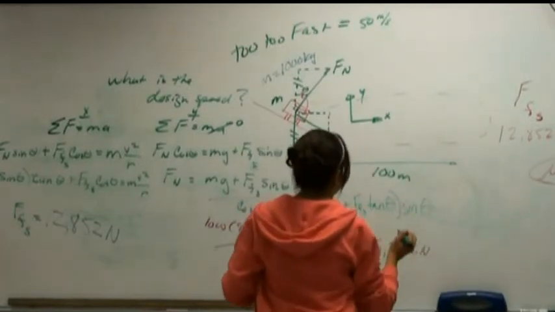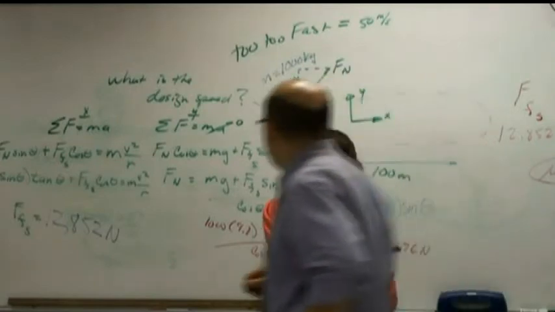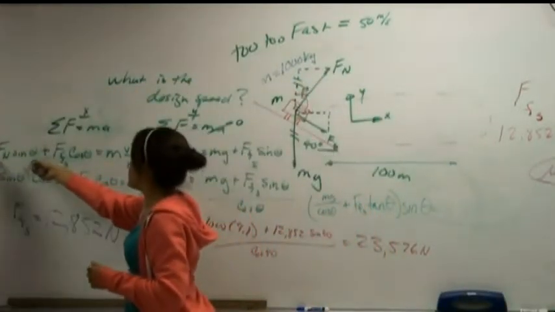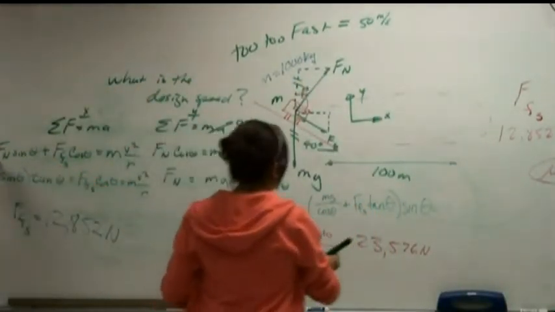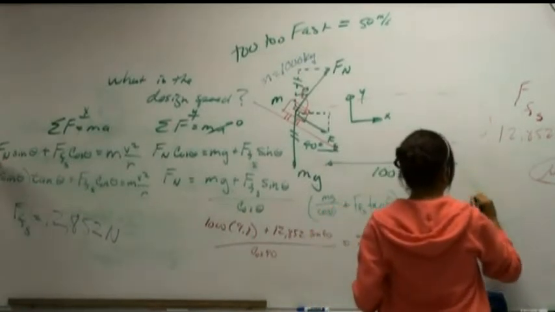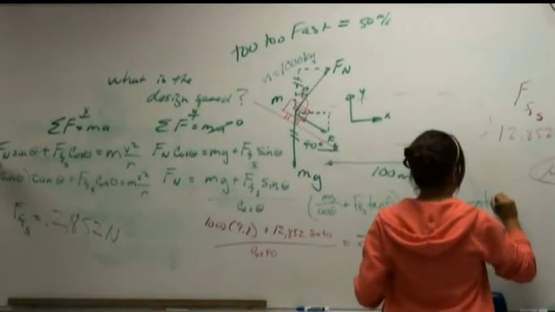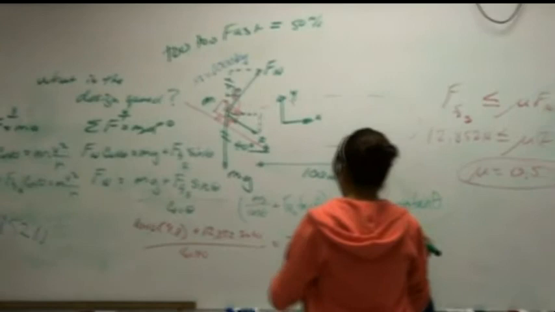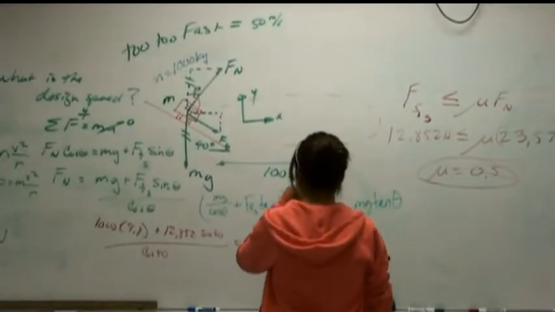And this is where I made my mistake. Plug that in over here, it'll be multiplied by sine, yes. So then you'll get mg tan theta, and mg then tan theta, and then you get a force friction sine tangent.